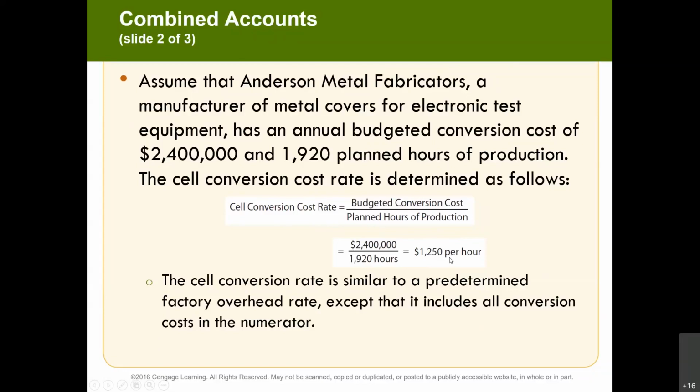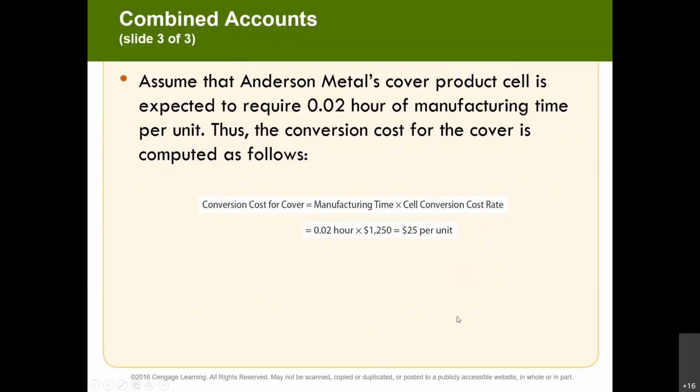Cell conversion cost rates are very similar to the predetermined factory overhead rates that we learned about in the previous chapter, except that they include all conversion costs in the numerator. So let's assume that the product cell requires 0.02 hours of manufacturing time per unit. The conversion cost would be computed as follows. Manufacturing time is 0.02 hours per unit times $1,250 for the conversion cost rate. To break it down into units, it's $25 per unit of conversion cost. This just recaps the same concept that we learned about conversion costs in earlier chapters.